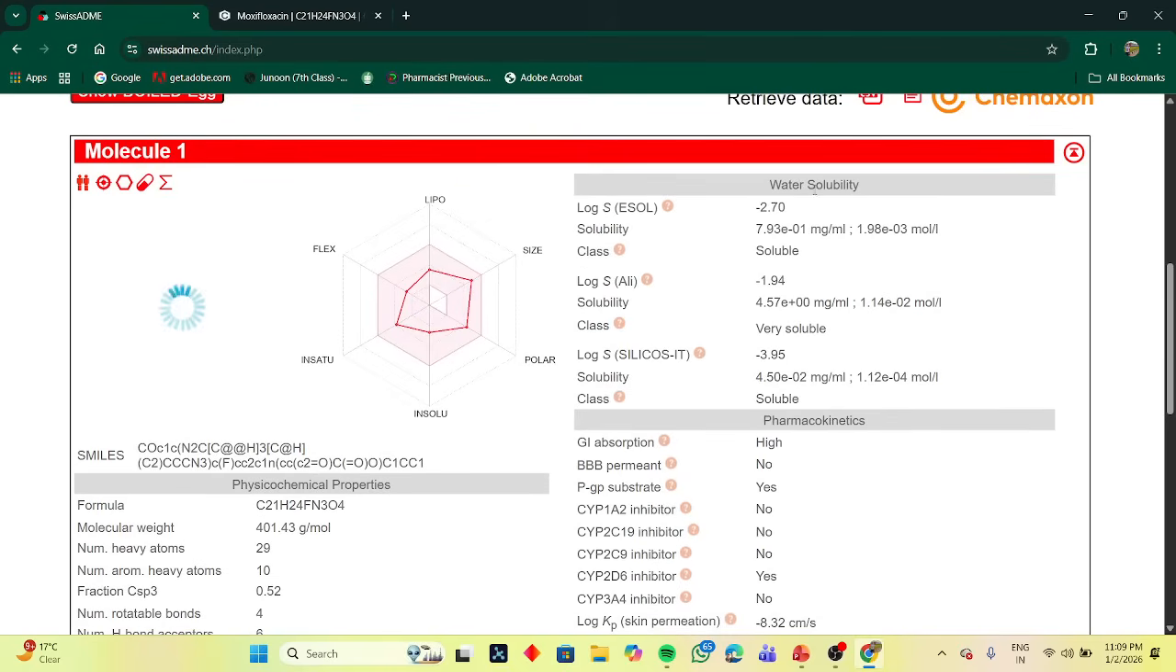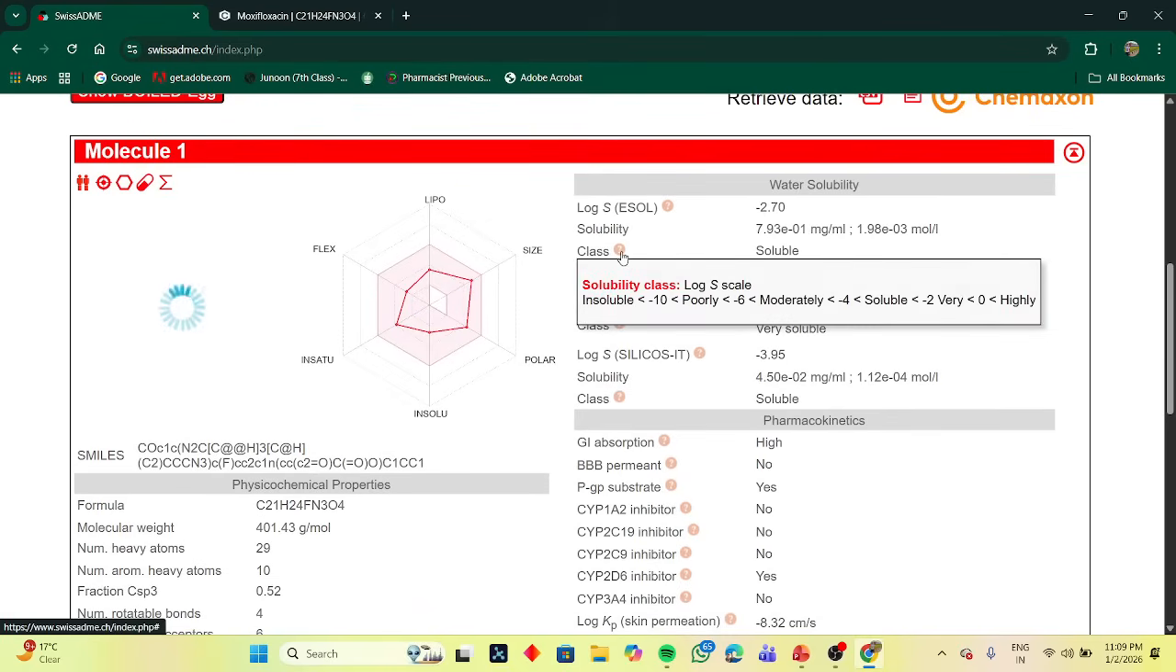Then the logS, that is the water solubility, is minus 2.70, and it comes under the soluble class. If it is less than minus 10, it is the insoluble class. For the poorly soluble class, minus 6. For moderately soluble, minus 4. For the soluble class, minus 2. Very soluble is less than 0, and highly soluble is when the result comes in the plus. So it comes under the soluble class.